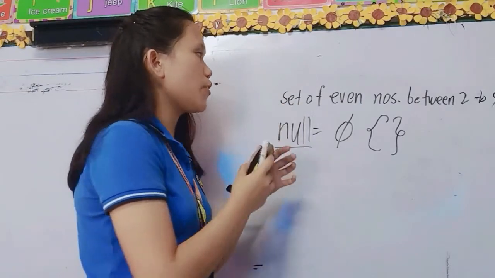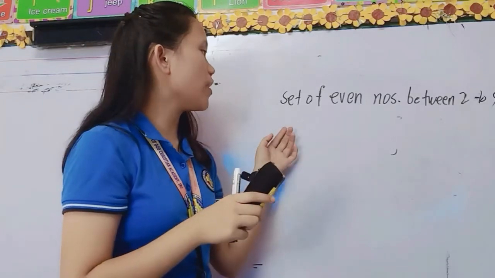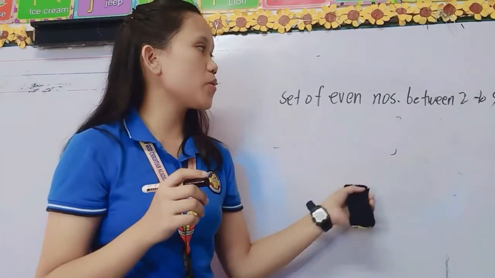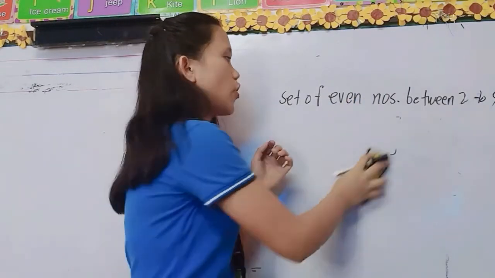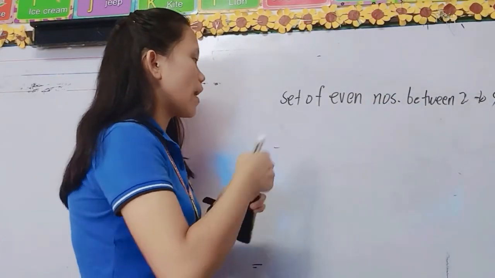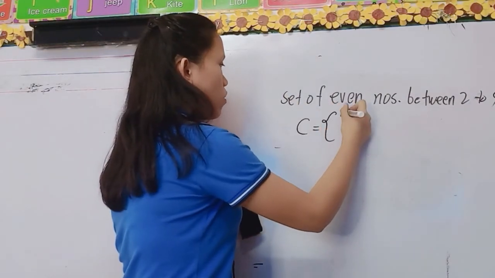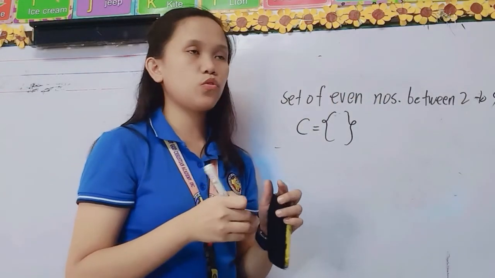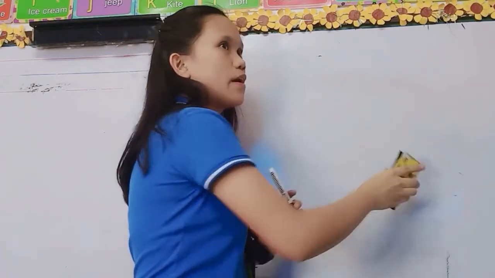So what are the even numbers? Even numbers are 2, 4, 6, 8, 10, 12. So we're looking for the set of even numbers between 2 to 4. Is there any even number between 2 to 4? Of course not. There are no even numbers between 2 to 4 because the even number next to 2 is 4. So you're going to write C is equal to open and close braces, because there are no even numbers between 2 to 4.